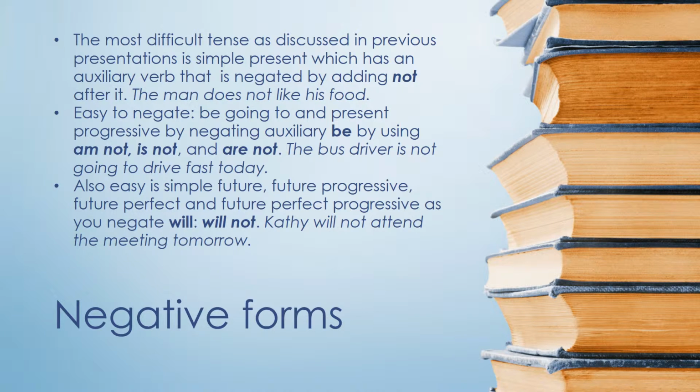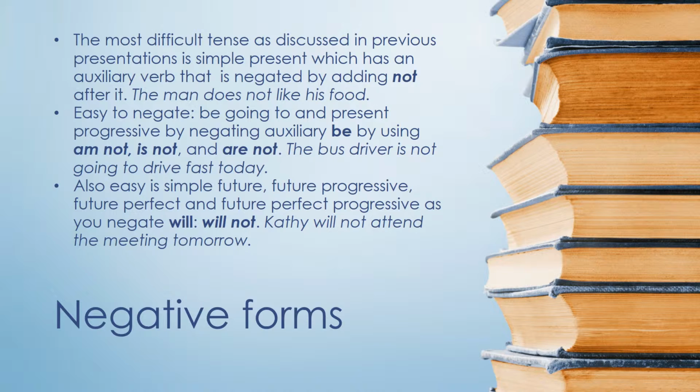Now, let's take a look at the negative forms for this future tense. As we've discussed in previous presentations, the simple present is tricky for our ELL learners, and it has an auxiliary verb that is negated by adding not. An example of this is, the man does not like his food.